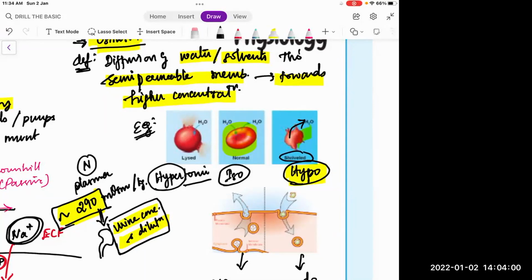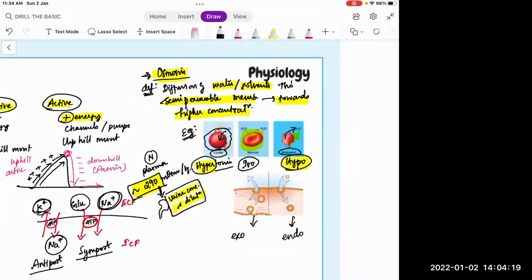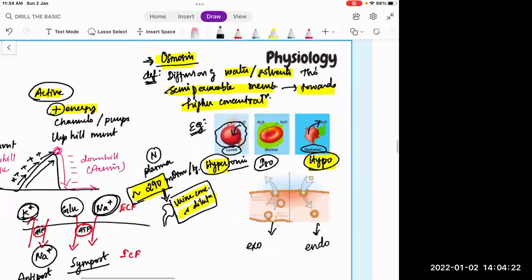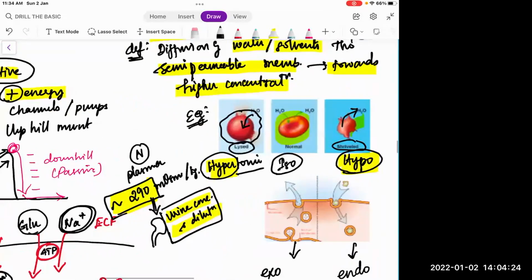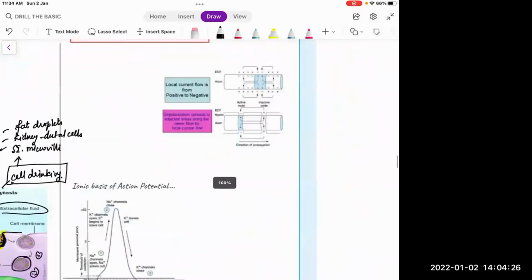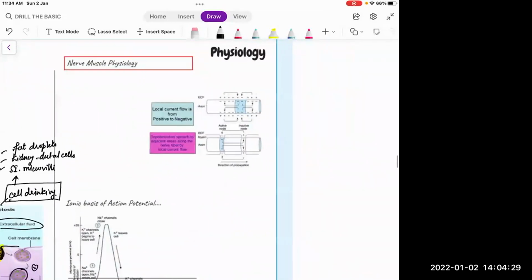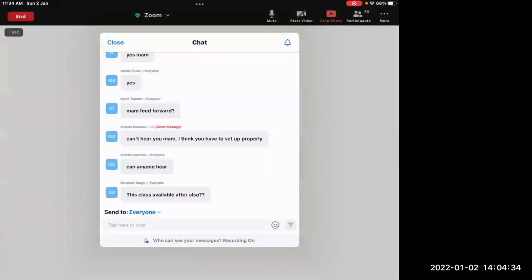And at the other end, if you put the cell in a hypertonic solution, the movement of the fluids is towards the cell. So it will cause enlargement of the cell, and at one stage, lysis of the cell will take place. So with this, the cell transport is over. Okay, clear with this? And now the cell physiology is over and we will move on to the nerve and muscle physiology. Up to this, clear everyone?